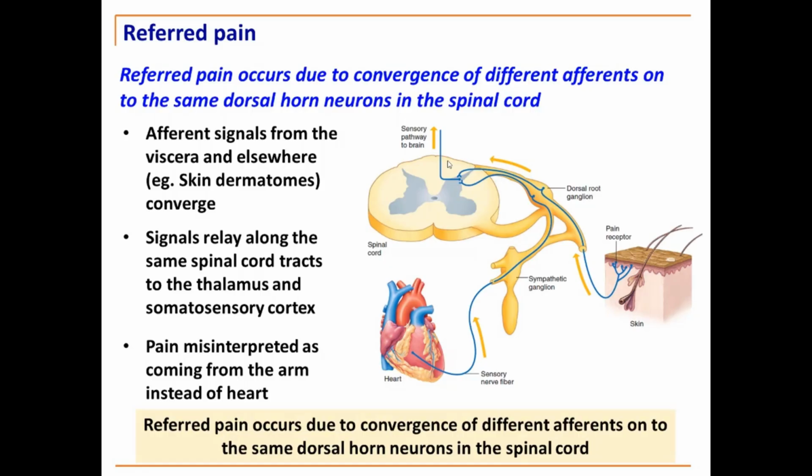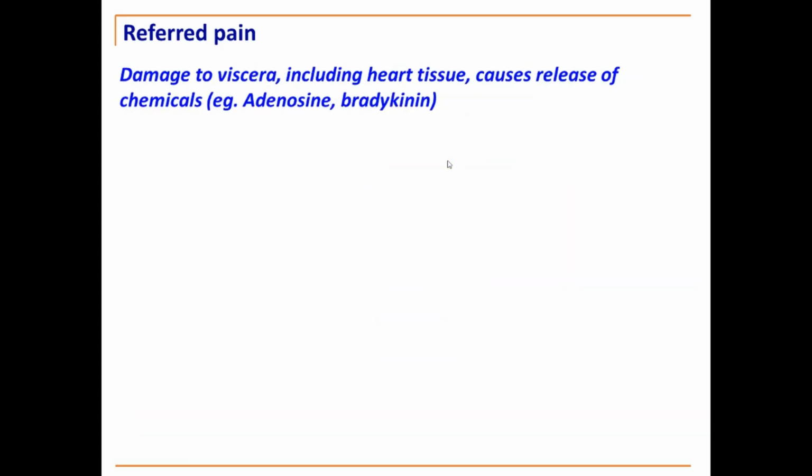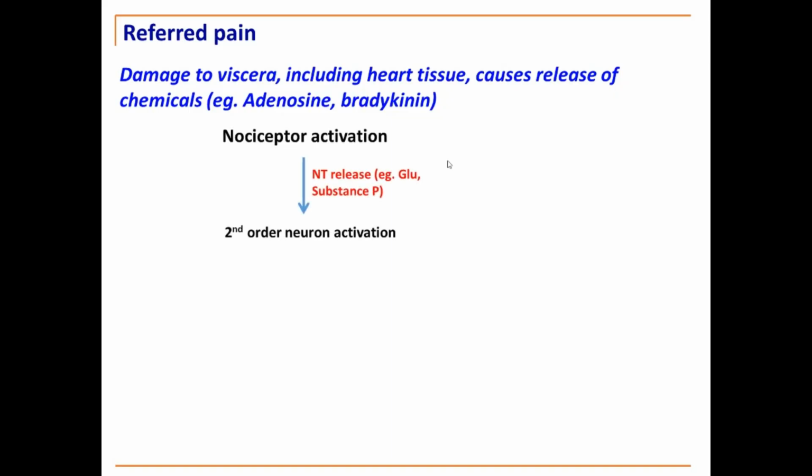So referred pain is therefore occurring due to convergence of different afferents onto the same dorsal horn neurons in the spinal cord. And what about the damage that's actually occurring? If we're getting damage to our viscera, so that includes heart tissue and GI tissue, it causes release of chemicals that we talked about, so adenosines and hydrogens and potassiums and bradykinins. We therefore get some nociceptor activation, we get action potentials in our sensory neuron, we get the release of neurotransmitters such as glutamate and substance P, and we get second order neuron activation.